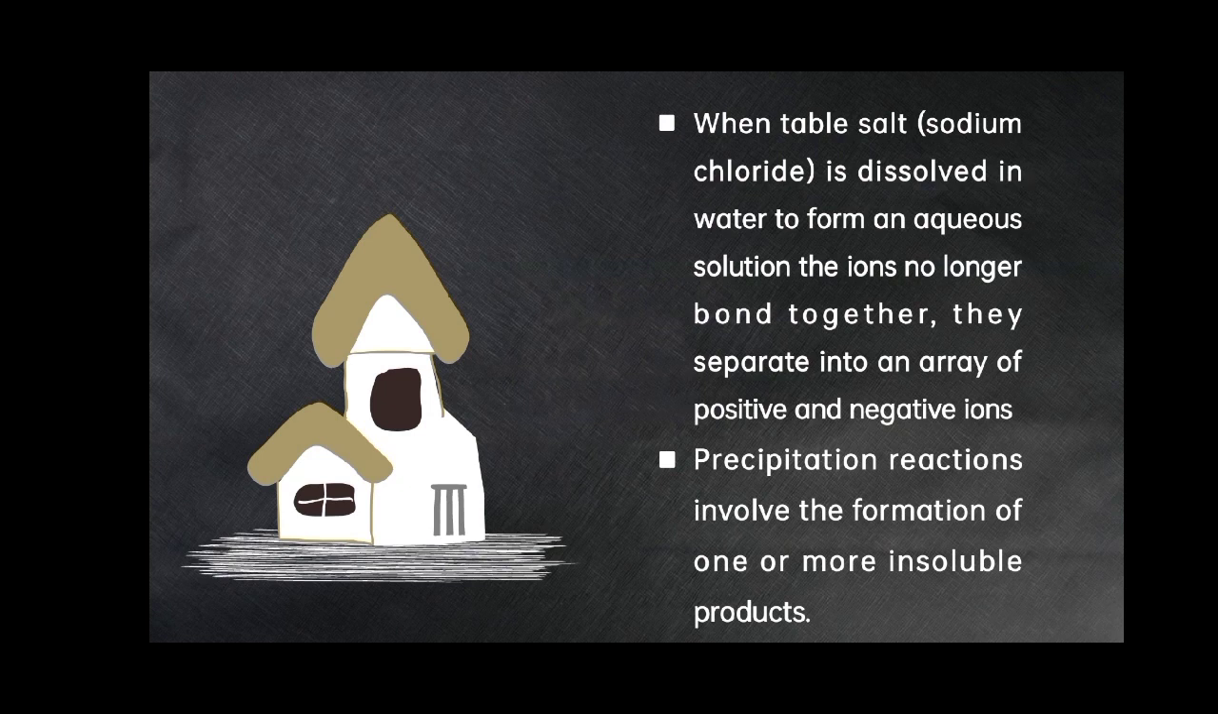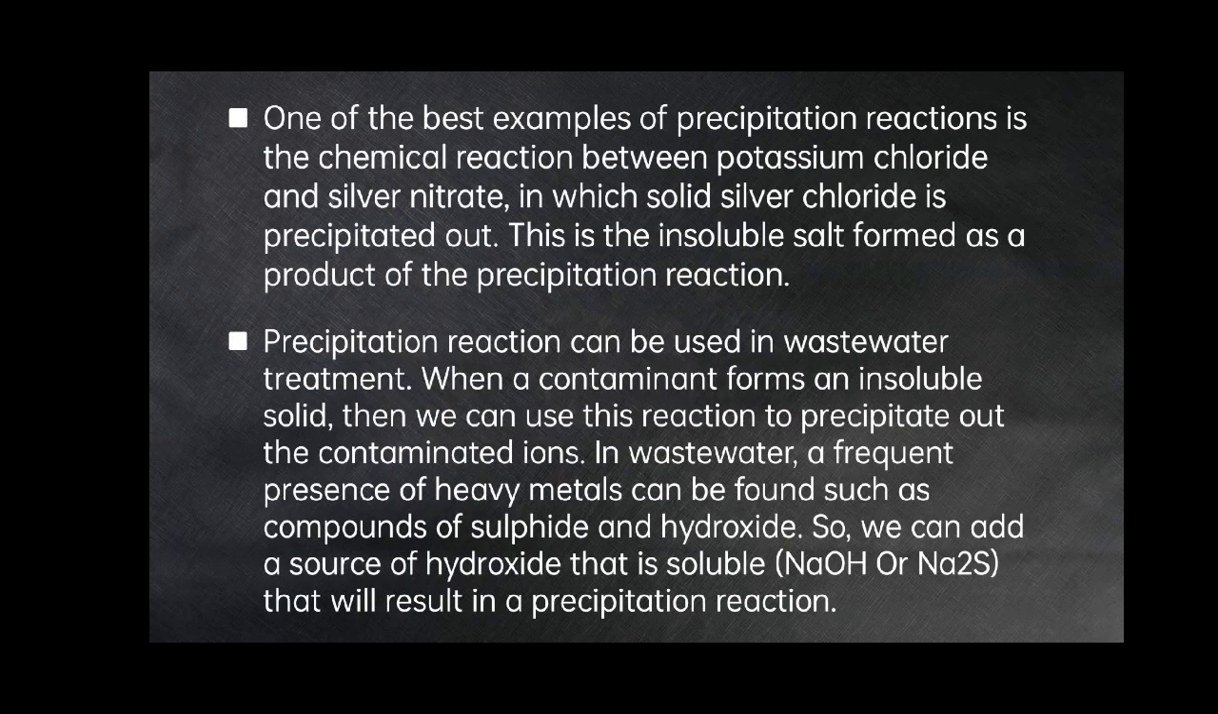Precipitation reactions involve the formation of one or more insoluble products. One of the best examples of precipitation reactions is the chemical reaction between potassium chloride and silver nitrate, in which solid silver chloride is precipitated out. This is the insoluble salt formed as a product of the precipitation reaction.